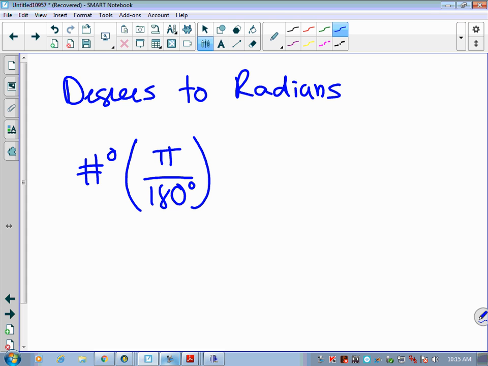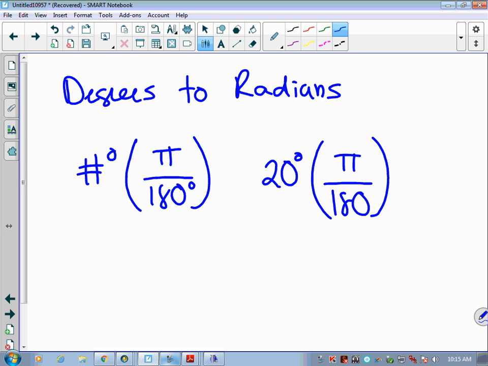So let's go ahead and practice that here for a second. Let's pick something really basic. Let's say we have 20 degrees. We're going to multiply it by pi and divide it by 180. What is 20 times pi? Anybody? What's 20 times pi? Don't give me a number. What is it? It's 20 pi. Okay, because radians are going to be in terms of pi. Radians are a fraction or a whole number in terms of pi. So 20 times pi is 20 pi.